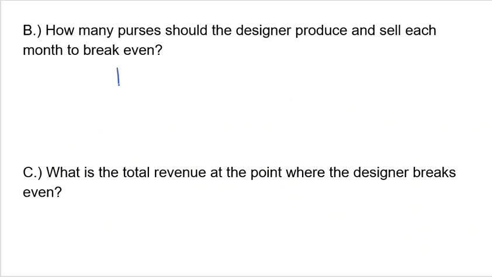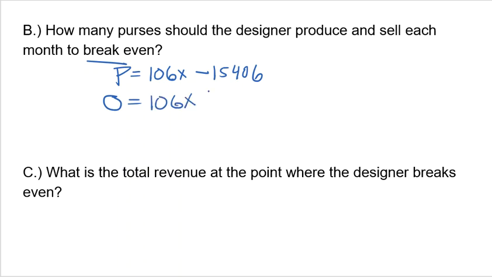Well, we've already determined that the profit formula is 106x minus 15,406. And if we break even, that means we went home with zero profit. We didn't lose any money, but we didn't make any money. That's a break-even point, making $0. So all I got to do is plug in 0 for the profit. I broke even, and I got to solve for x.